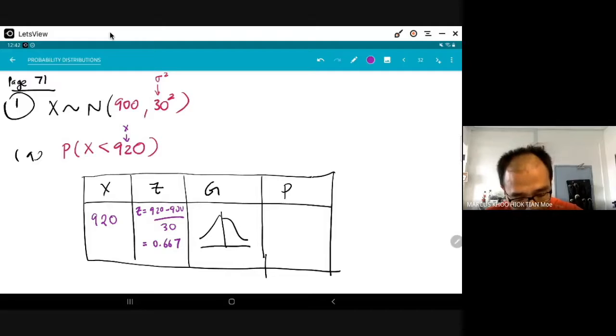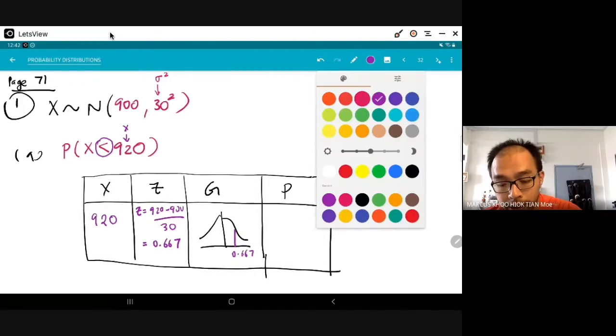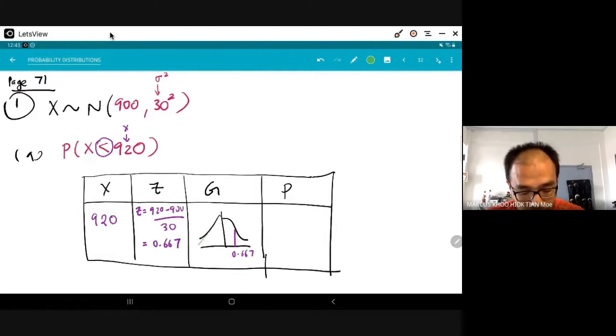So we want it here, because here is 0.667. Once we place it, then we shade. How do we know which side to shade, left side or right side? We take a look at the question. The question says less. Less means we shade on the left side. So here, everything over here. Take a look at your shading. In this situation, do we read directly 0.667 or do we want minus?